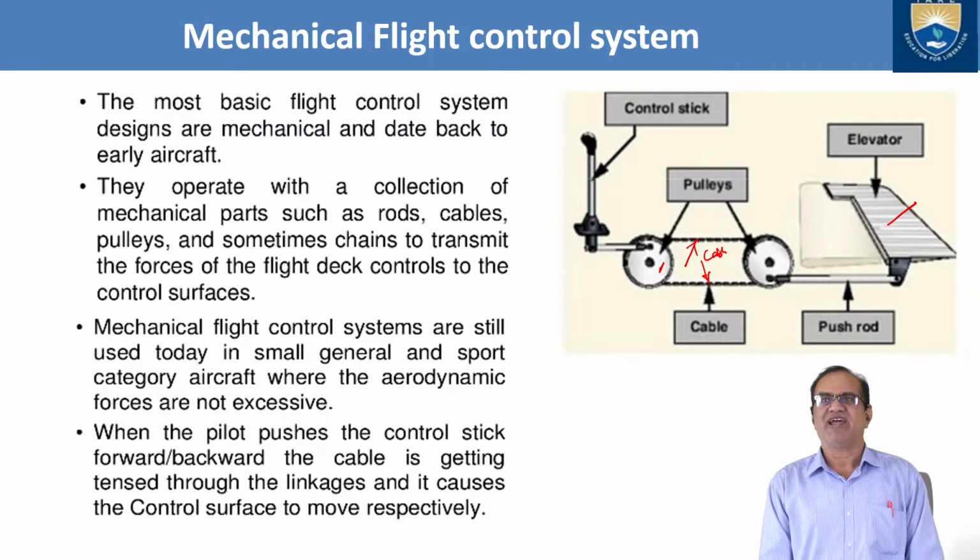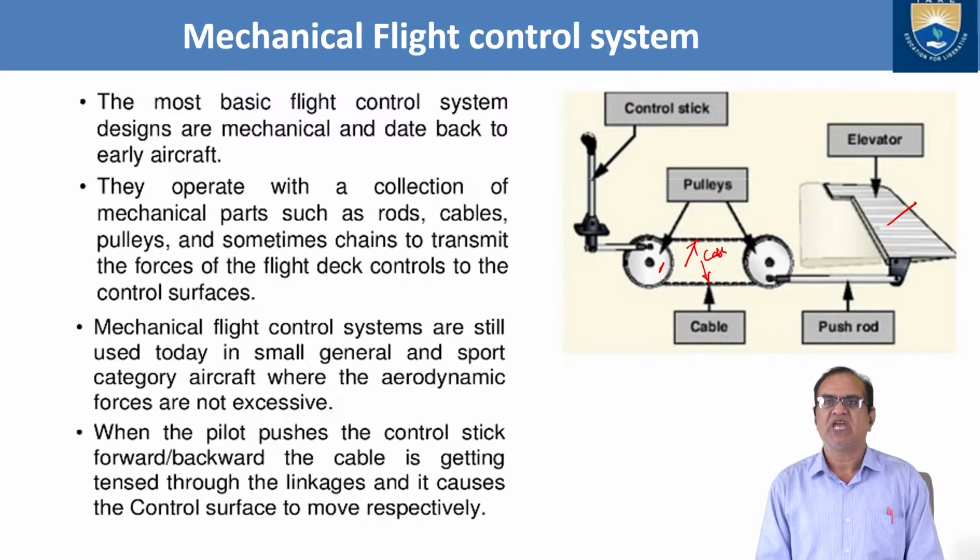The most basic flight control system designs are mechanical and date back to early aircraft. They operate with a collection of mechanical parts such as rods, cables, pulleys, and sometimes chains to transmit the forces of the flight deck control to the control surfaces. Mechanical flight control systems are still used today in small general and sport category aircraft where the aerodynamic forces are not excessive.